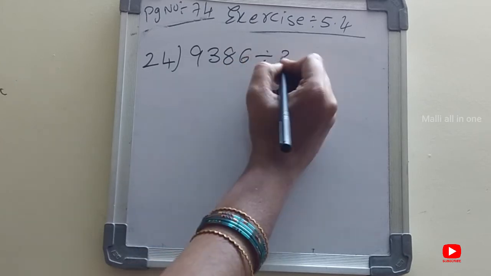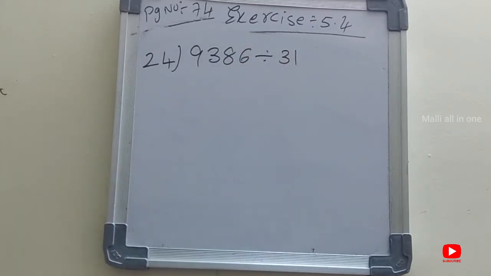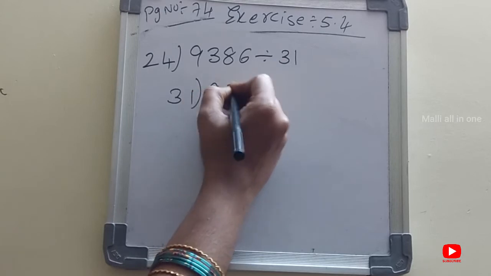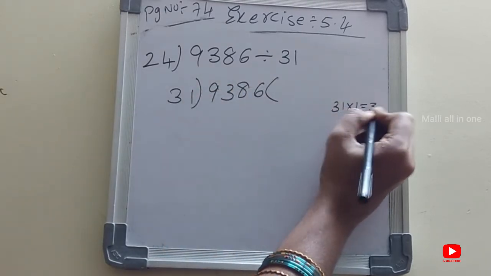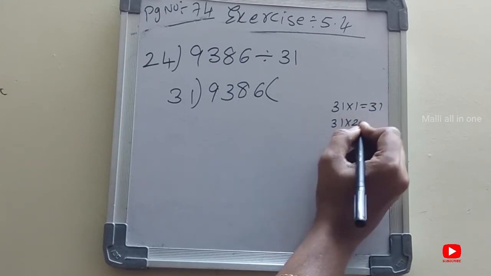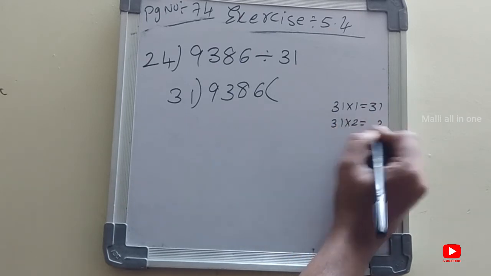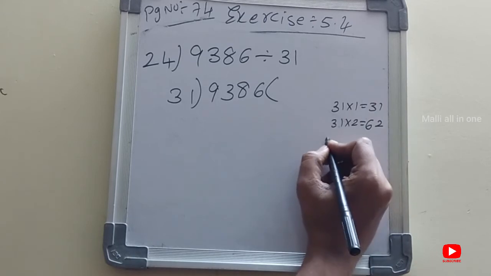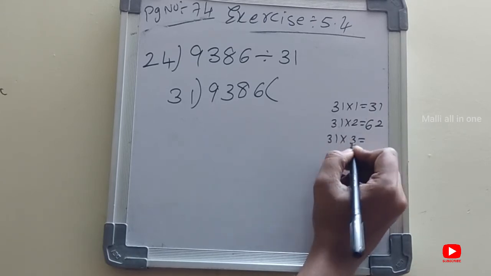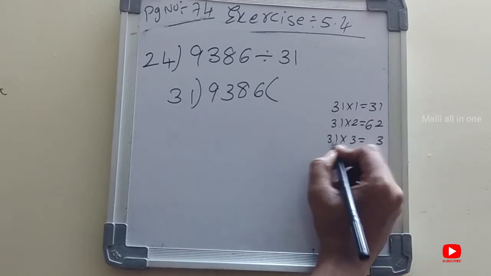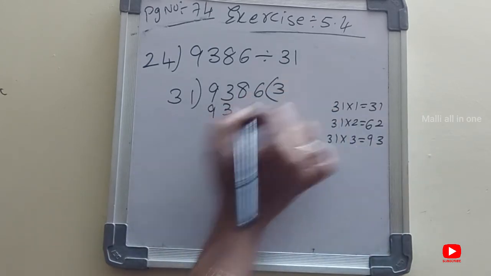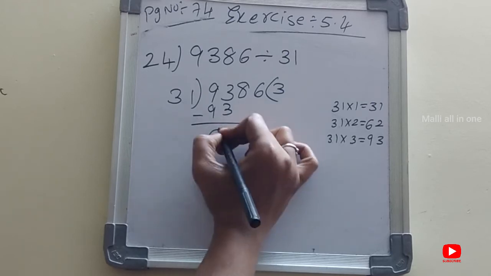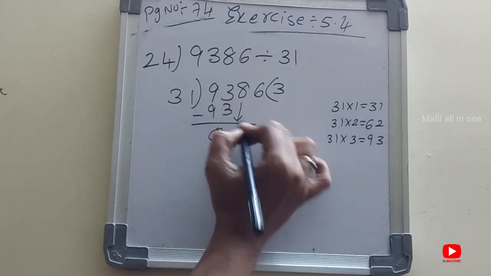9386 divided by 31. Now, the 31 table. 31 table means don't confuse. Again, you have to maintain rough work like this. 31 ones are 31. 31 twos are 62. 31 threes are 93. So 93 came now. 31 threes are 93. So this 93 minus 93, 0.